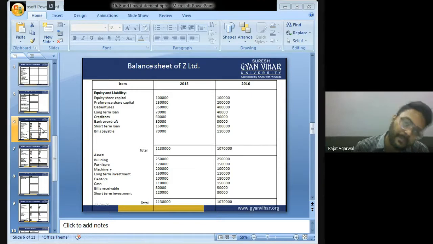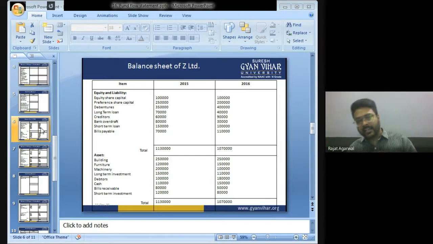Equity share capital. Children, in 2015 equity share capital was 1 lakh and in current year also equity share capital is 1 lakh. It means neither there is any increase in equity share capital, nor any decrease. It means neither we have issued any equity share capital nor we have repaid any. So zero, nil, forget it.